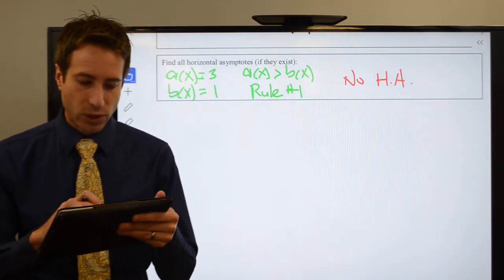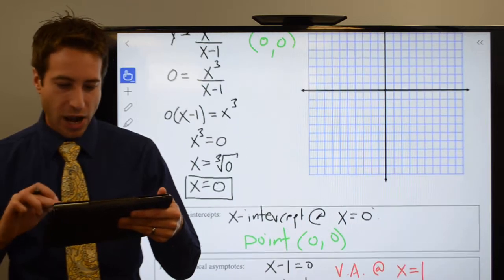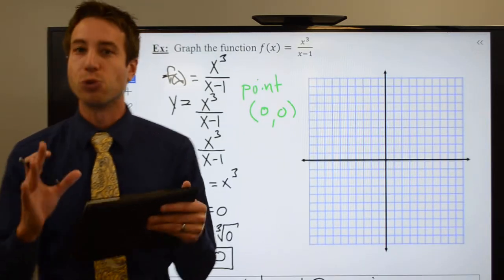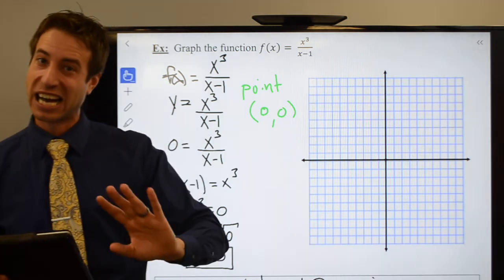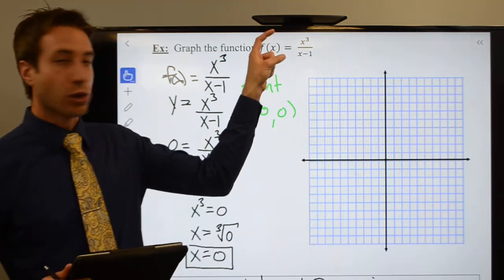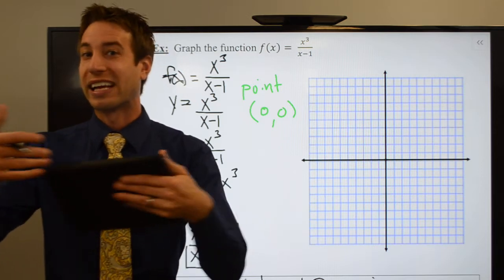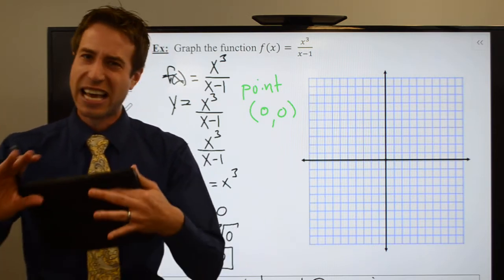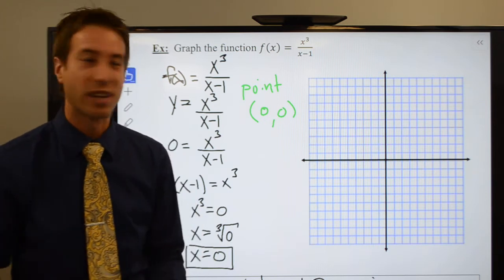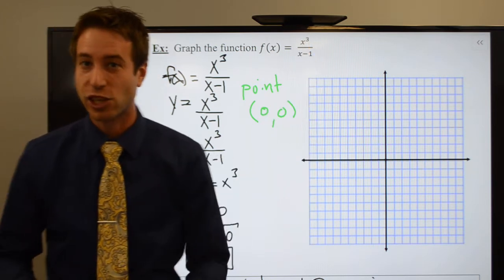Now, if you're taking this class with me, I will not give you a problem like this to graph on the test because this one does wind up looking a little distorted. Yes, it's a rational function, but it doesn't quite look like our other rational functions, like the reciprocal parent function. It's a little more distorted than that because of the x cubed in the top.